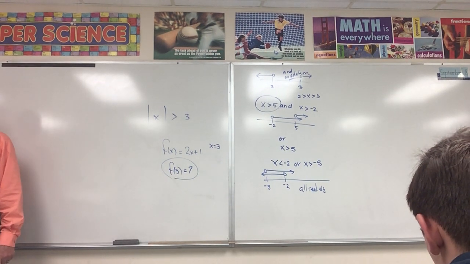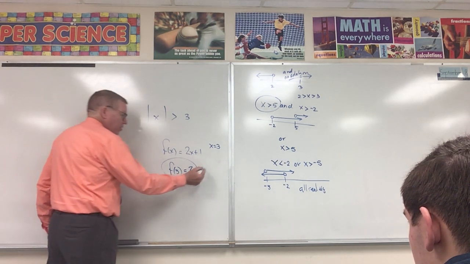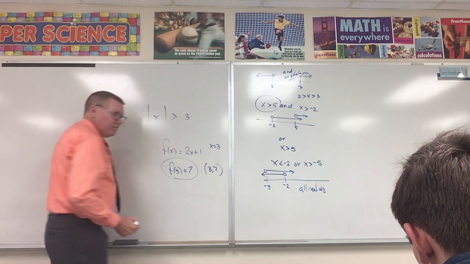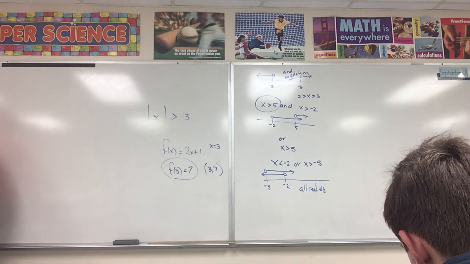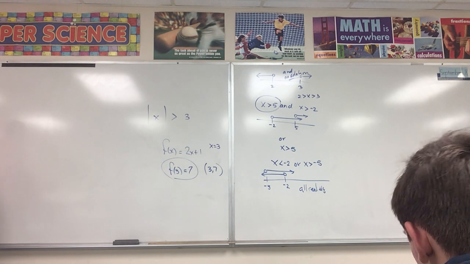Now if they ask you to write it as an ordered pair, then yes, my ordered pair would be what? 3, 7. But either one, if they ask for both, then you put both. If they ask for just one, just write one. Okay?